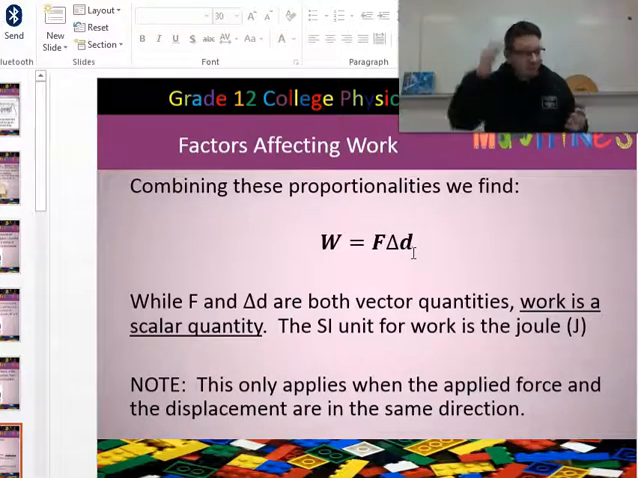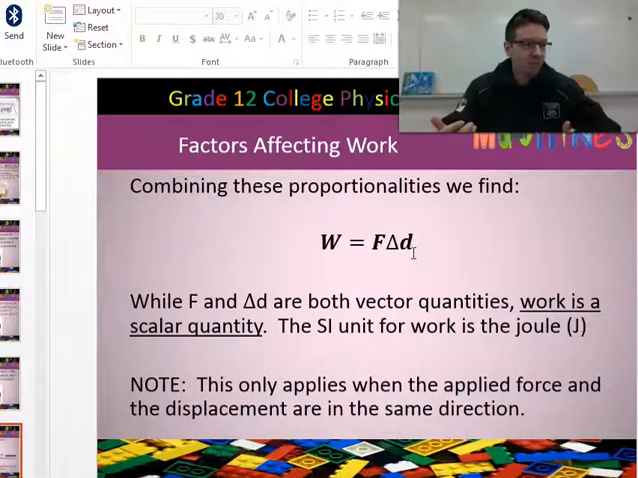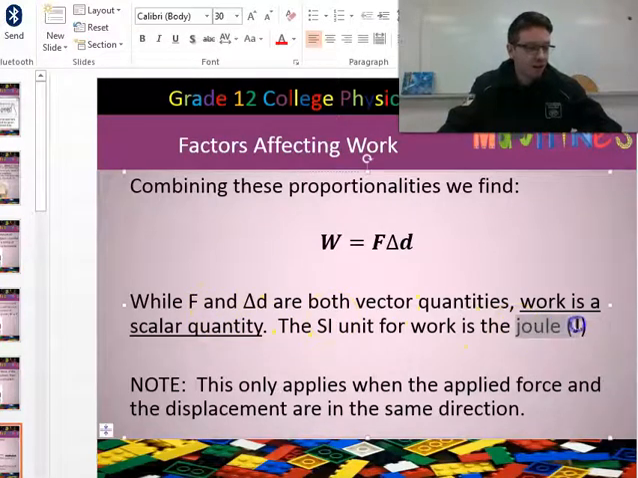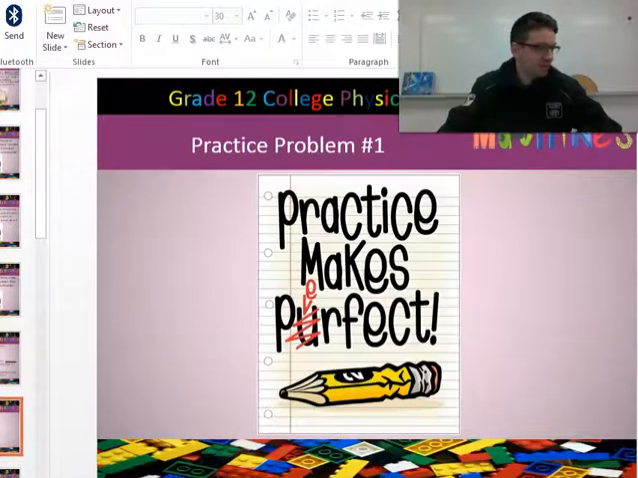So there's a very deep connection between force, work, and energy. And work is actually a scalar quantity, just like energy, and it has the same units as energy: joules. So you measure work in joules. So let's go over an example problem.